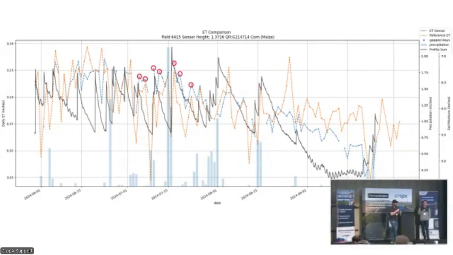In this graph, the blue line is the evapotranspiration from the sensor itself. The orange line is the evapotranspiration that you would get from reference ET, from a weather station or something like that. These blue bars in the back are precipitation events. And lastly, the black line is the profile sum in that field. This is a cornfield.